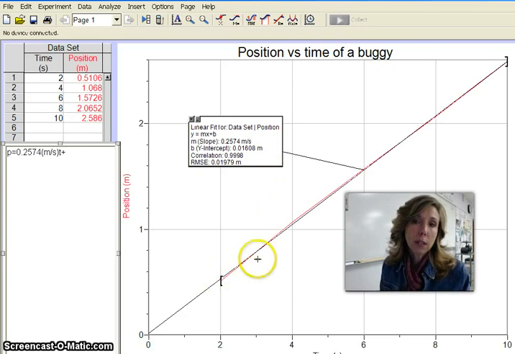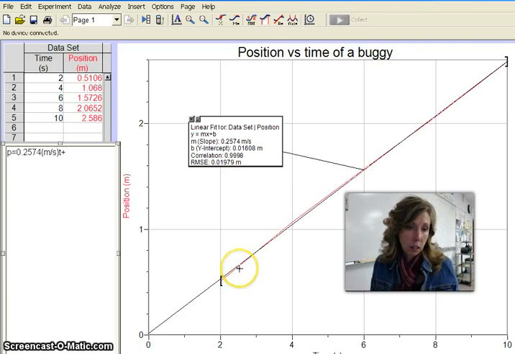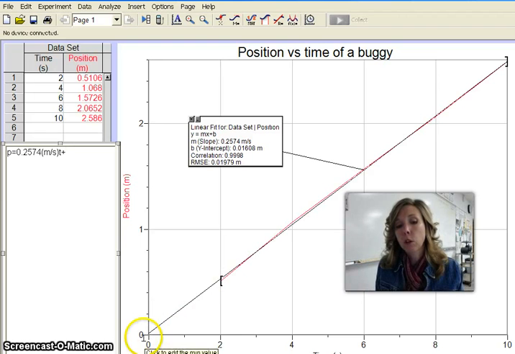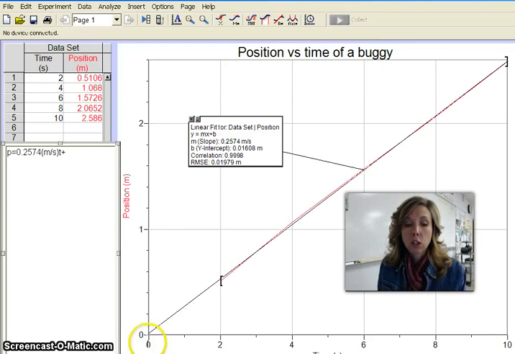So notice this red data line did not extend to the y-axis, but our line of regression or our linear fit analysis has extended it back as if where it would approximately cross the y-axis. So when time, which is on our x, is 0, this is the point right here that our data, if it extended back, would cross the y-axis.